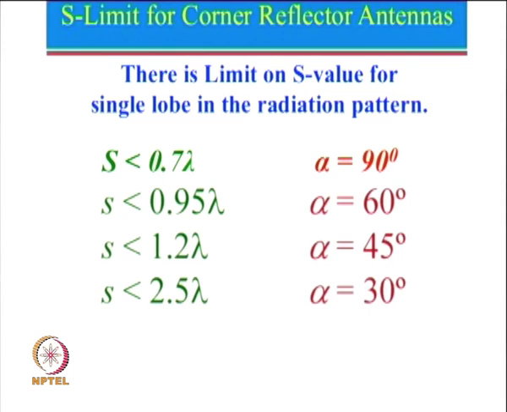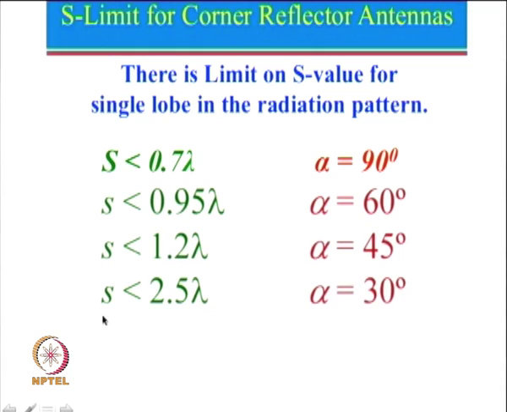So what we really want is, let us say for example, 0.7 is the limit for alpha 90 degree. If alpha is reduced to 60, 45, 30, you can see that this limit of 0.7 can become 0.95, 1.2 or 2.5. However, again I do not recommend at all, please do not have any design which has a larger S value. In general, one takes a larger value of S so that gain will be large.